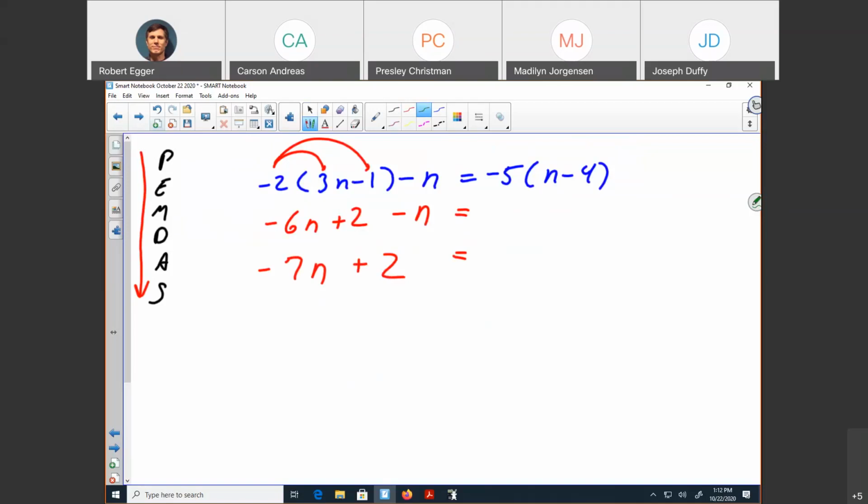Same thing here, inside the parentheses, the n minus 4. Anything I can do? No, but I can distribute. So minus 5 times n, minus 5 times minus 4. And I do those little arcs. I do these for a reason, to remind me that that 5 has to hit both terms.